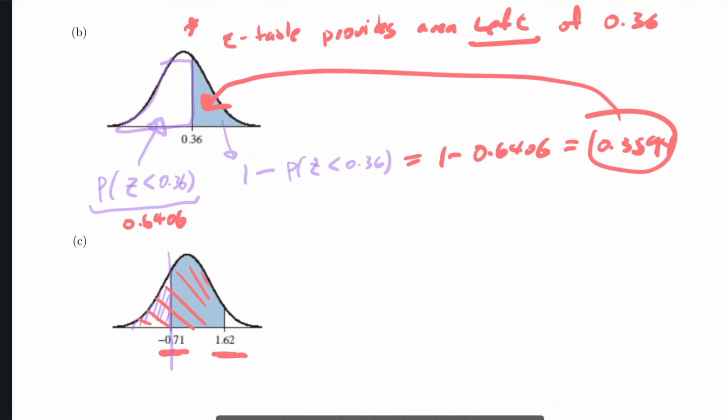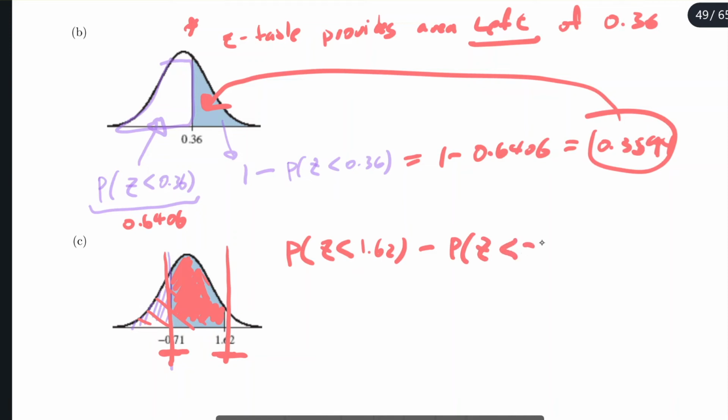So let me write it here. First, we need to find z less than 1.62, because the table only gives us area less than, the left side. So area left of this. And then I subtract area left of negative 0.71, then I can get this middle one, right? So that's what we're doing. Minus probability of z less than negative 0.71. So from the z table, we find each of these.